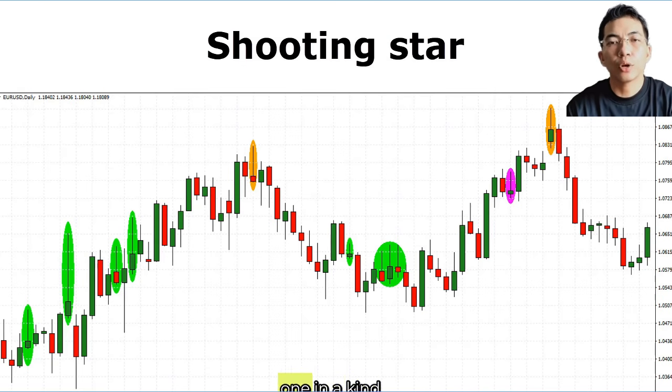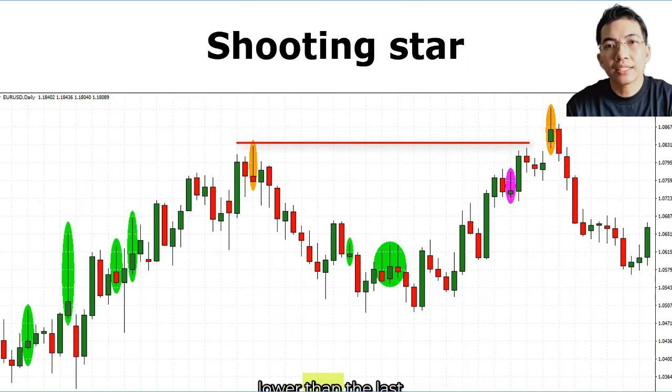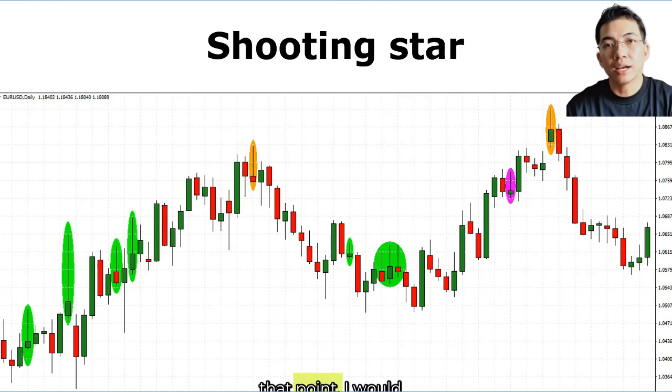Then I have highlighted one in a kind of light purple because I'm not sure about that one. It appears after a move up, even if the price is still lower than the last high that has been formed by the first shooting star in yellow. I think that at that point I would have looked for other clues to understand if it was a good signal or not. So let's analyze the price action before the shooting stars highlighted in yellow, the price action of the shooting stars, and then we can combine them to draw our conclusions.